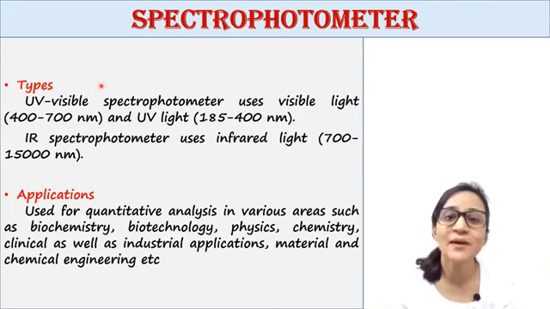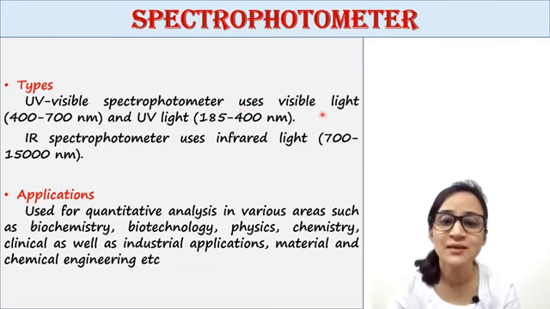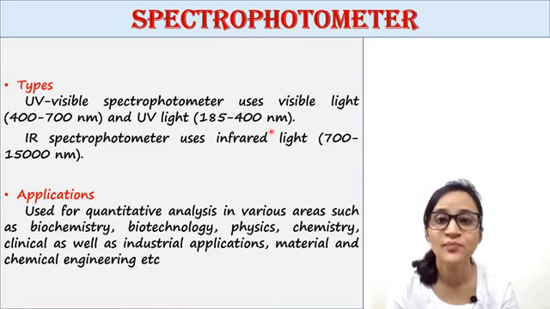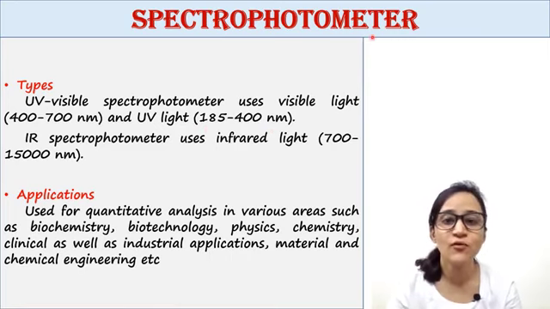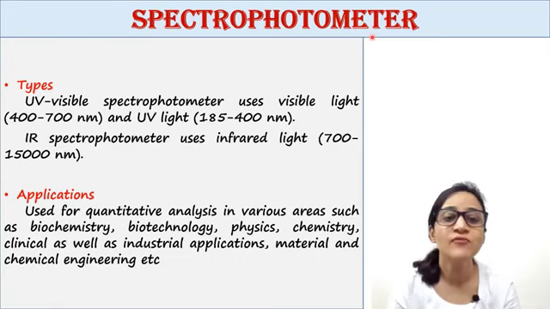Now types. Depending on the light source, spectrophotometers could be of two types: UV visible spectrophotometer and IR spectrophotometer. The UV visible spectrophotometer uses visible light, that is the 400 to 700 nanometer range, and UV light, that is the 185 to 400 nanometer range. And the IR spectrophotometer uses infrared light, that is having the range 700 to 15,000 nanometer.